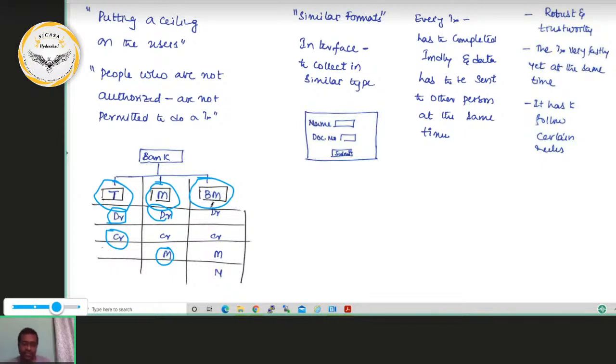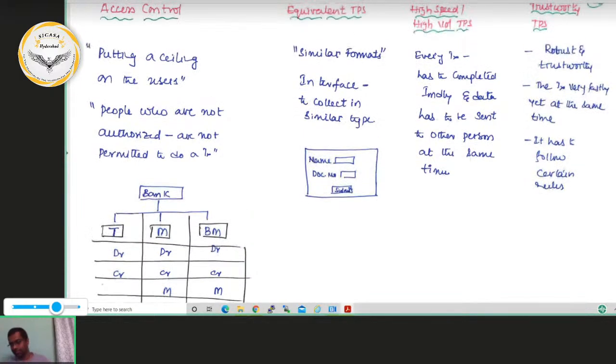A branch manager can do debit and credit, he can modify the data, and also he can open a new account. So each and every role will have a set of actions which they can perform. For example, a teller can do debit and credit. Now, if he tries to modify the data, the information system will tell him, you are not authorized to do this particular transaction, because of access control. What do you mean by access control? Putting a ceiling on the user is called access control.